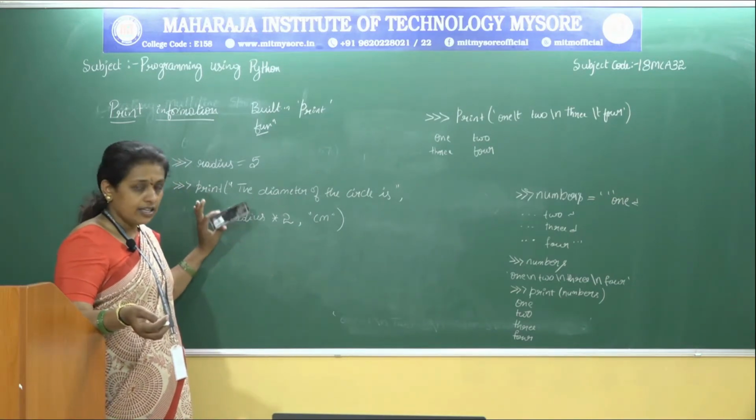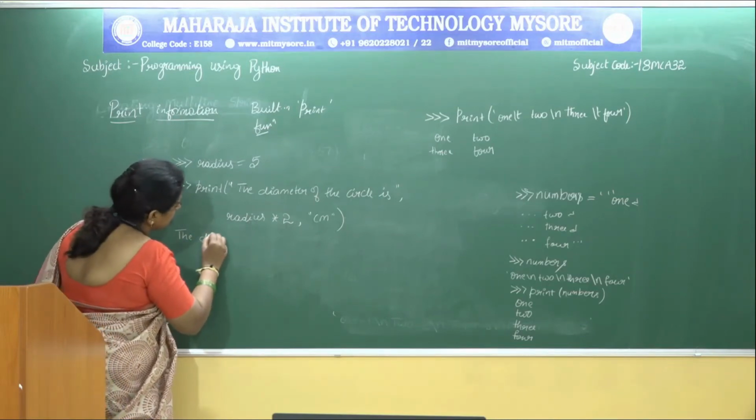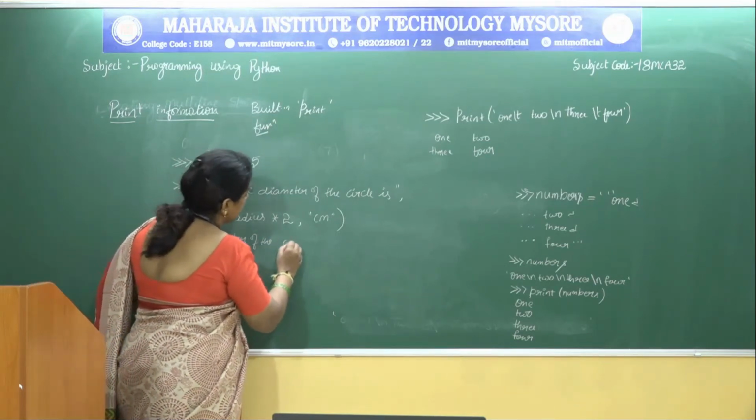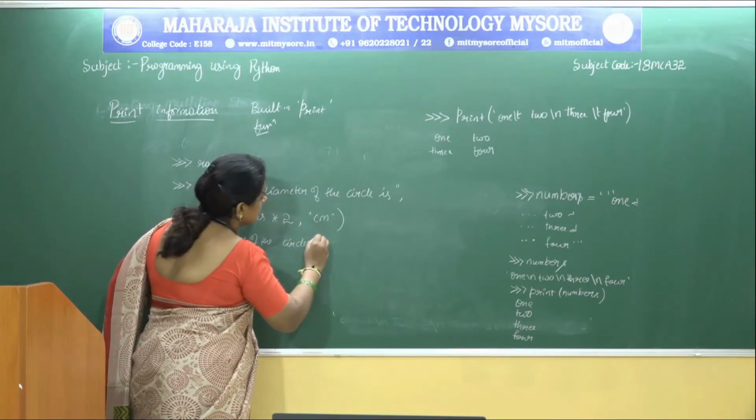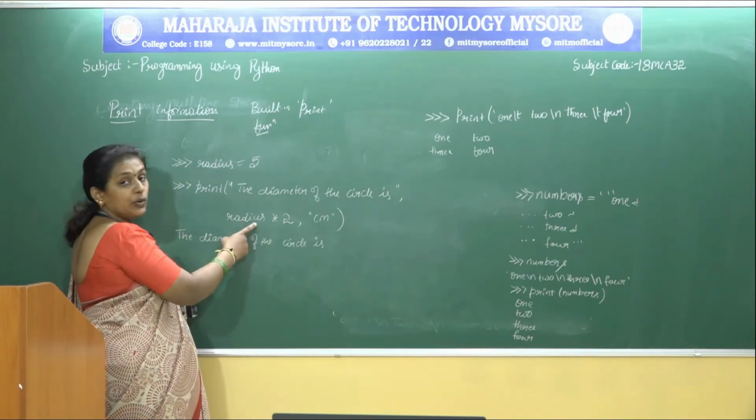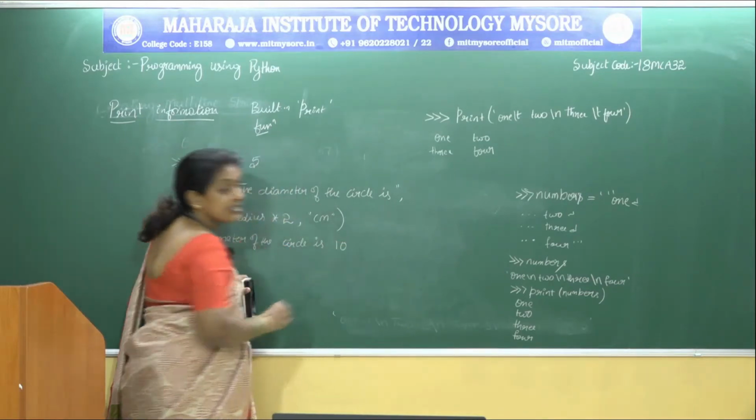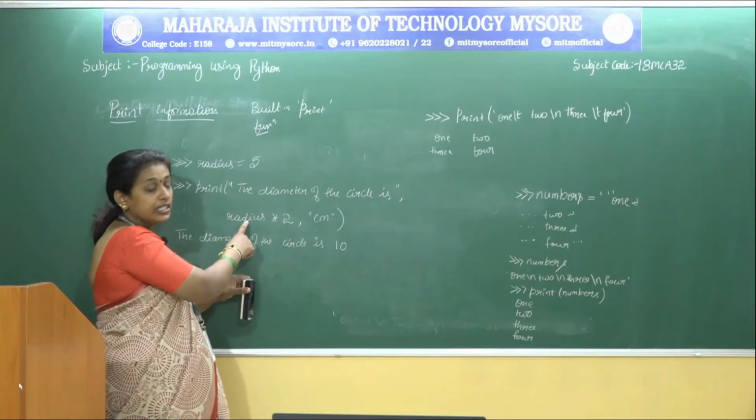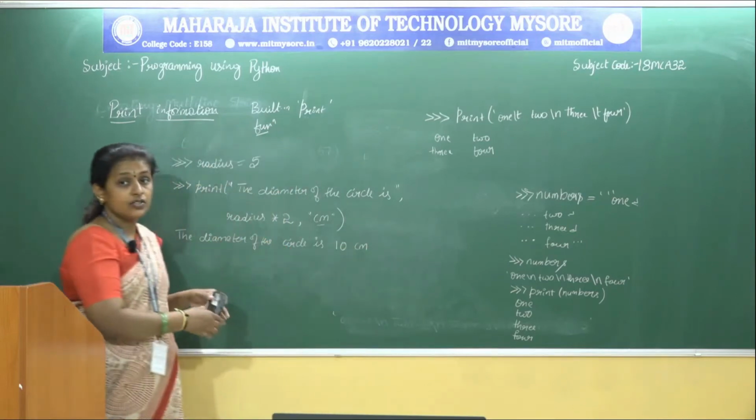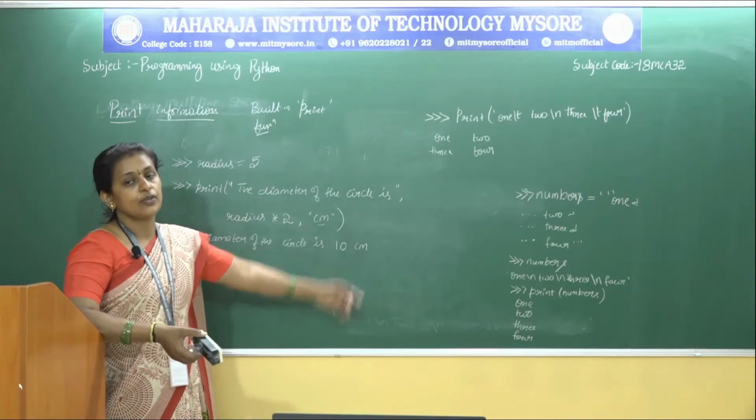So when this statement gets executed, our output is: the diameter of the circle is, and here the value will be calculated. The radius value is 5 multiplied by 2, we will get 10 as the answer. So the expression is evaluated here, and the output is: the diameter of the circle is 10 centimeter, okay.